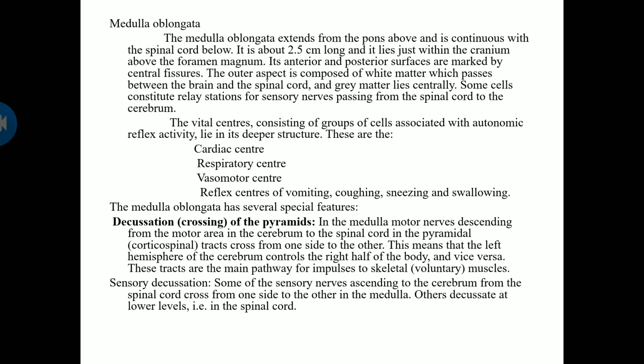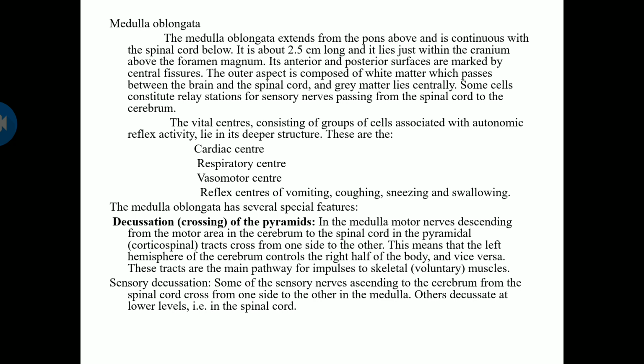The medulla oblongata has several special functions. First is the decussation of pyramids, that is crossing over. In the medulla, the motor nerves descending from the motor area of the cerebrum to the spinal cord are motor in function. After they reach the medulla oblongata, the right side fibers will move to the left and left side fibers will move to the right, that is, there will be a crossing over, an X cross.